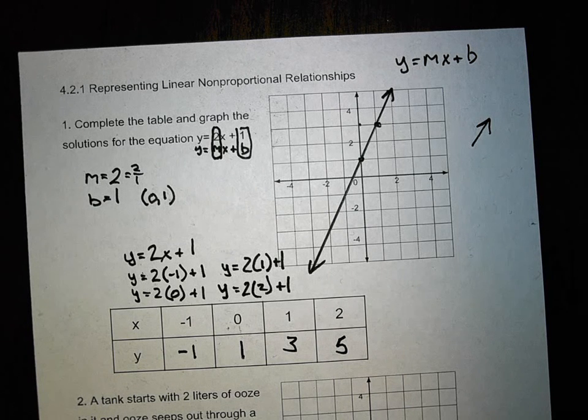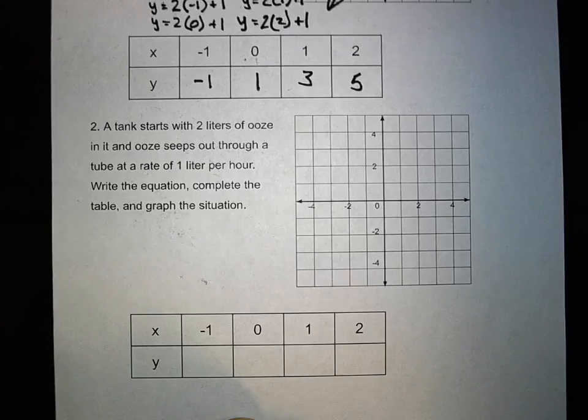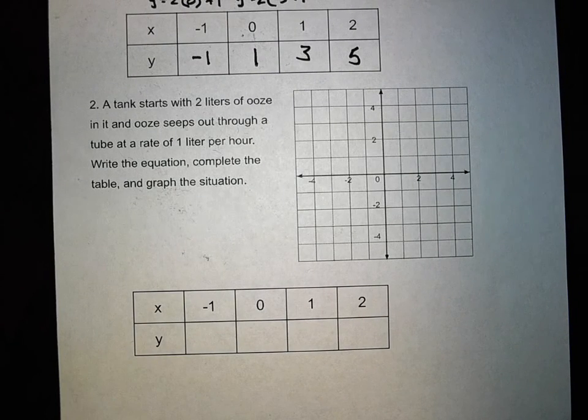So here's what I want you to do at your tables. I want you to do number 2 together. It says the tank starts with 2 liters of ooze in it, and ooze seeps out through a tube at a rate of 1 liter per hour. Write the equation, complete the table, and graph it. Think about it. At your table, work through it. Starts with 2 liters of ooze, and ooze seeps out at the rate of 1 liter per hour. Work with your table. Think about what you got.